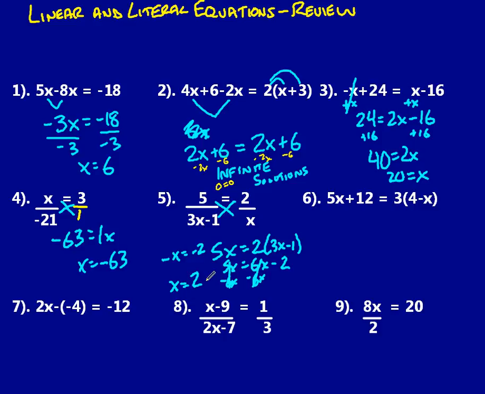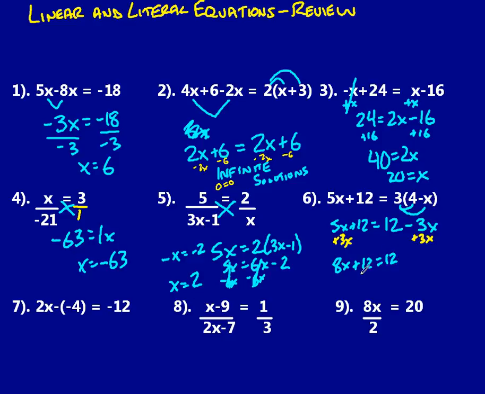Okay, number 6, same thing as in number 2, we need to distribute through first. So I have 5x plus 12 on the left, that hasn't changed, equals 12 minus 3x. It doesn't matter which order you go. Let's say I'm going to move the x's first. That's why I like moving them first. So I'll move 3x. I'd rather add a 3x than subtract a 5x from both sides. So that'll give me 8x plus 12 equals 12.